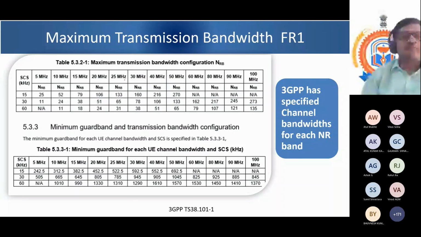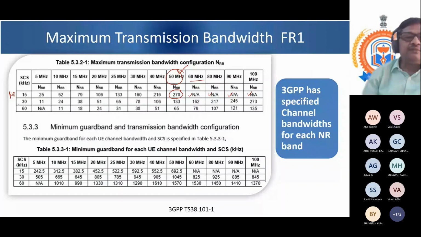Yeah. So here I am trying to say, if you want to use numerology 0, the maximum channel bandwidth which you can use is 50 megahertz, because in 50 megahertz you will have 270 RB, but for 60 megahertz it is not defined by the standard. The standard does not allow you to use 15 kilohertz sub-carrier spacing with 60 megahertz channel bandwidth or beyond. So up to 50 only you can use. This is okay?